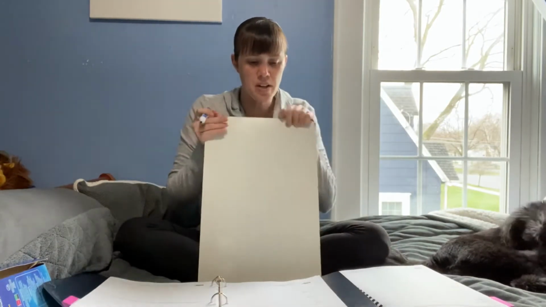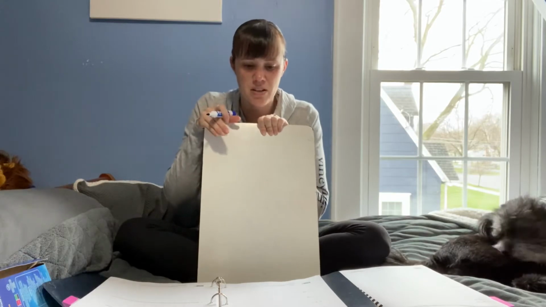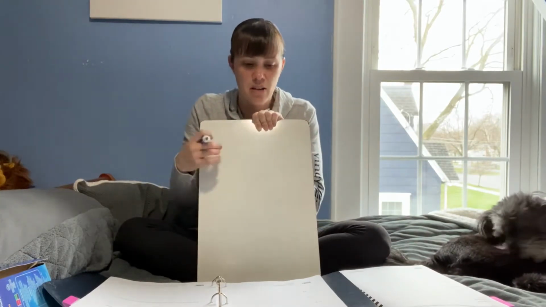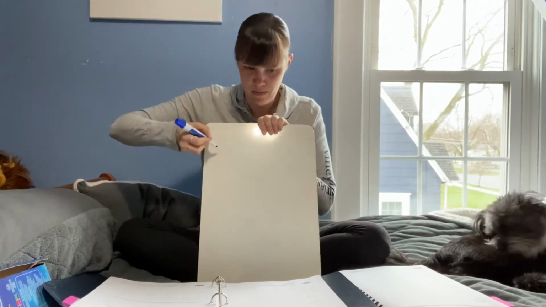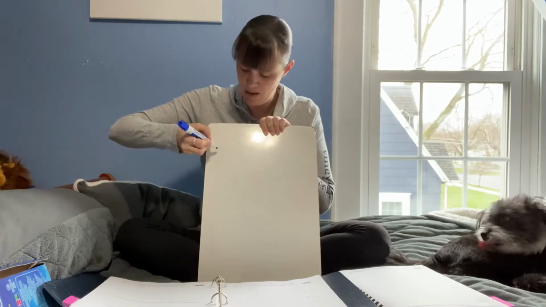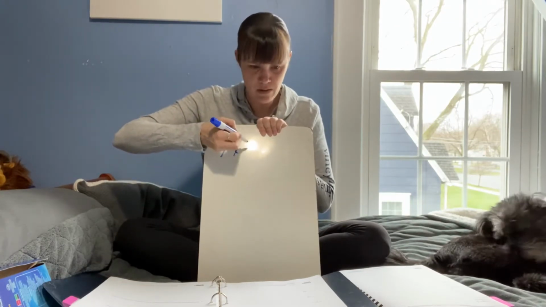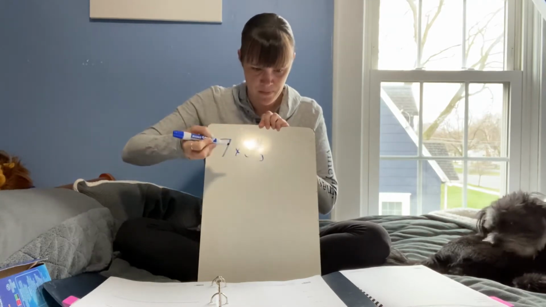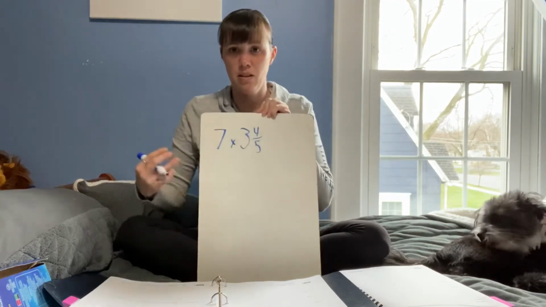So the first one, number 1, A and B, they just want us to put the two numbers that go in there in the lines. We don't actually have to do the problem. So, I mean, we could, obviously. But the first one is 7 times 3 4/5. And I like working down instead of across, and I think you guys know that.